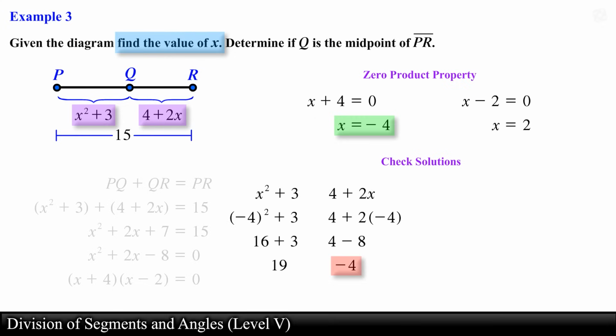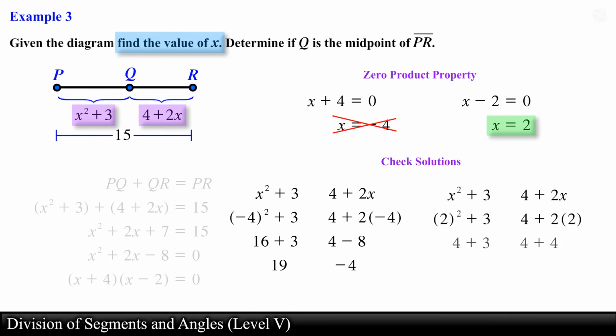Notice that the measurement of segment QR ends up being negative, so we have to discard -4 as a potential solution. Now let's substitute +2 into each algebraic expression and simplify. In this case, we obtain positive measurements, so let's use this value of x to finish the problem.